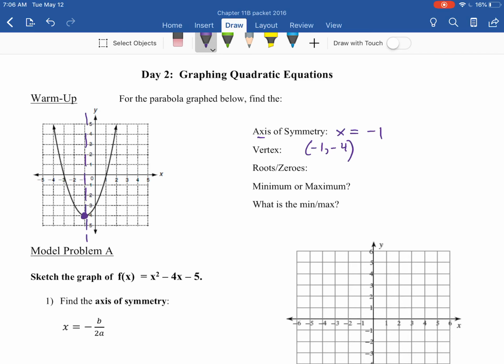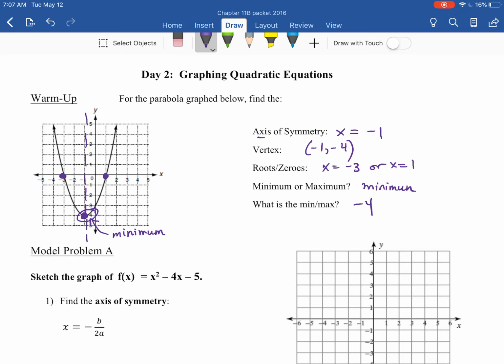Okay, the roots or zeros are where the graph crosses the x-axis. And there are 2 points like there, x equals -3 or x equals 1. You could also write those in squiggly brackets like we did yesterday. Is that a minimum or a maximum? It's a minimum because I can see that that turning point is on the bottom rather than the top. And I can tell that minimum goes down to -4.